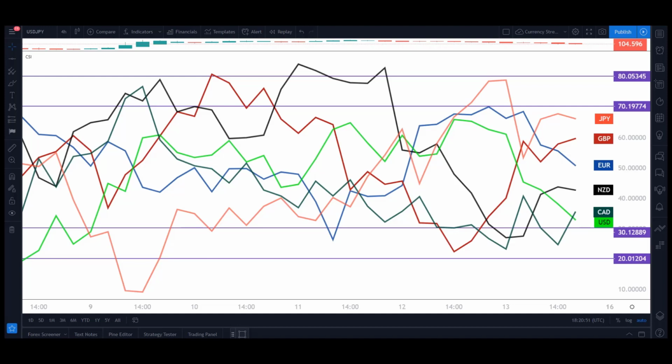GBP against the USD. That's our fundamental reason. It's looking like the pound is getting much stronger against the US dollar. We might have some other economic or fundamental reason, but this is what I'm going to use to filter my trade. So we then move on to our setup.